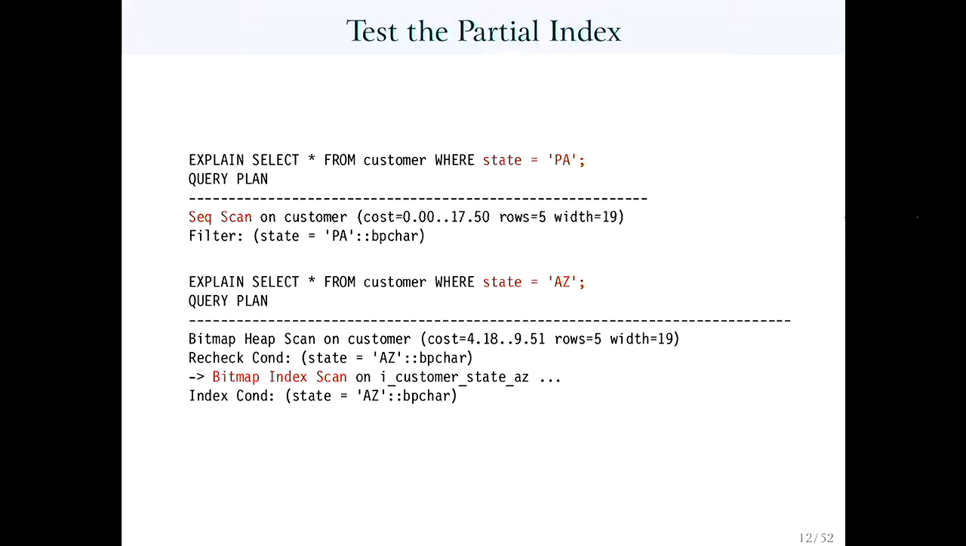It's like, I know you didn't index Pennsylvania, but I can still give you the rows. I'm just going to automatically sequential scan that table. But I've asked for everyone in Arizona, and the system automatically does an index scan and says, oh, I can get you those Arizona people much faster than doing a sequential scan. I have an index that'll just pull those off right away, okay? And that's a really, really powerful optimization you can do.